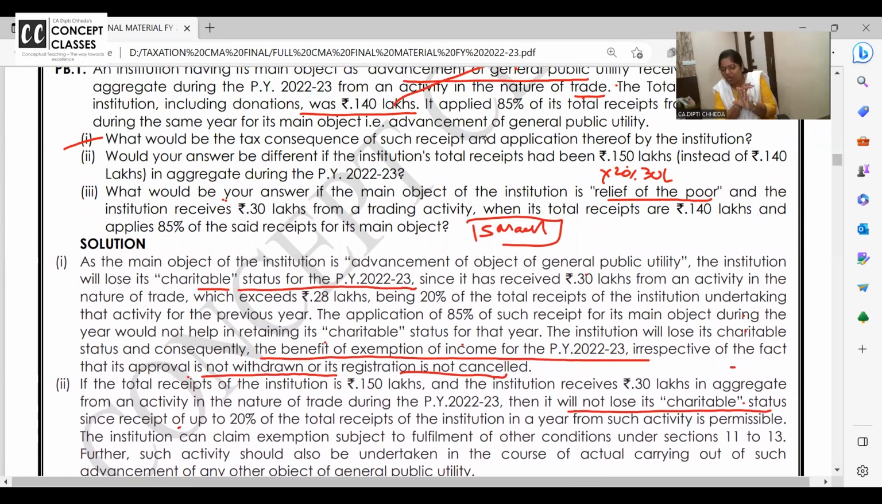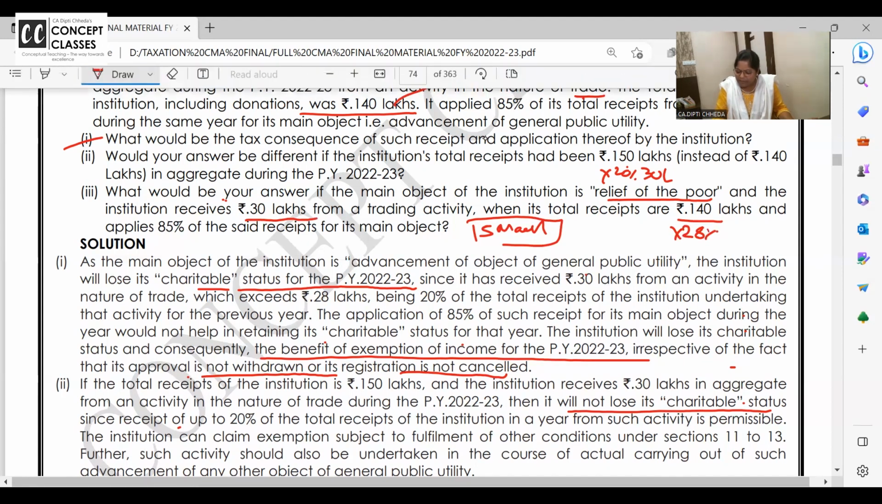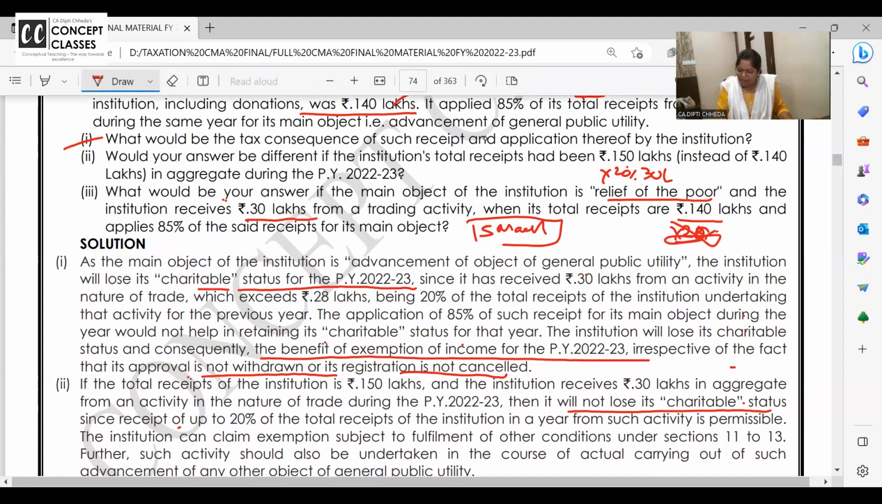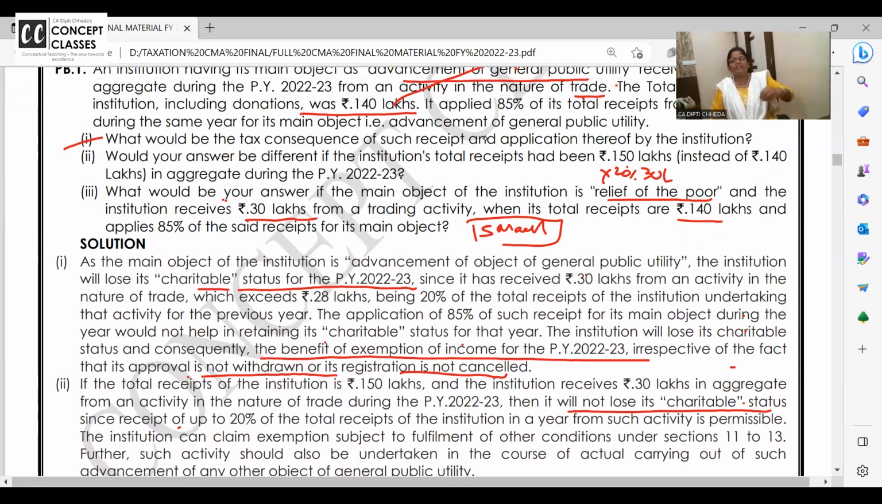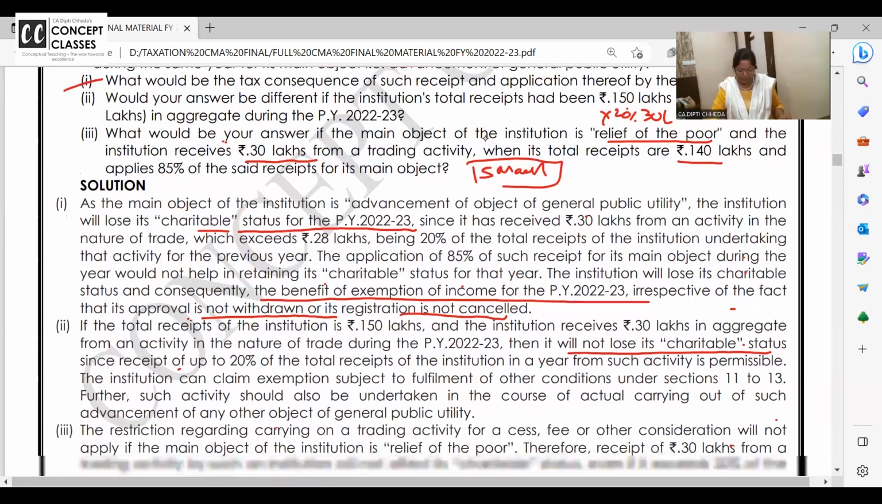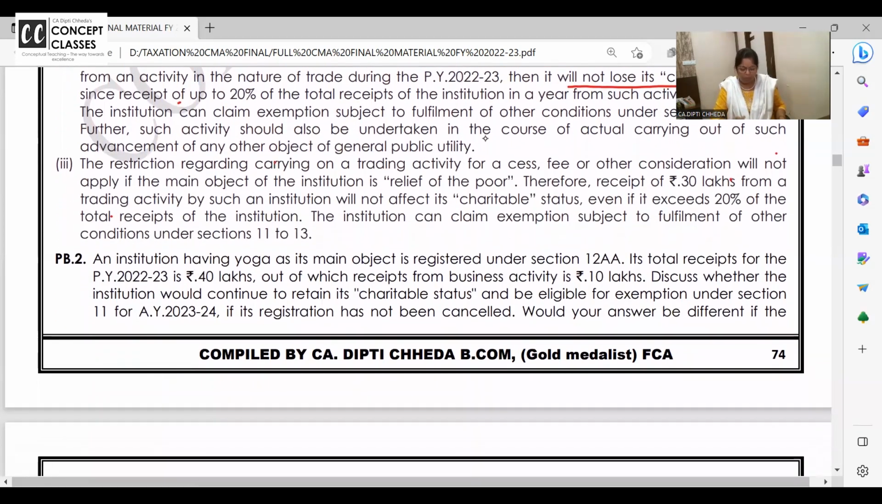Now, the main object is not advancement of any other object, but relief of the poor. And the institute is getting 30 lakhs when income is 140. So 20% of 140, all that doesn't apply. The 20% logic, that if it doesn't satisfy, exemption will go and everything will be taxable, all that is applicable if the object of the trust is advancement of any other object of public utility, general public utility. Here no restrictions, no problem.